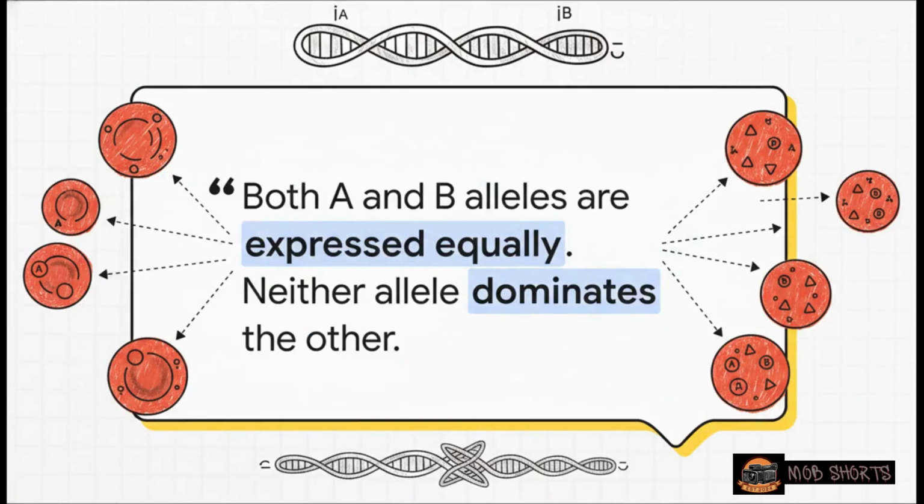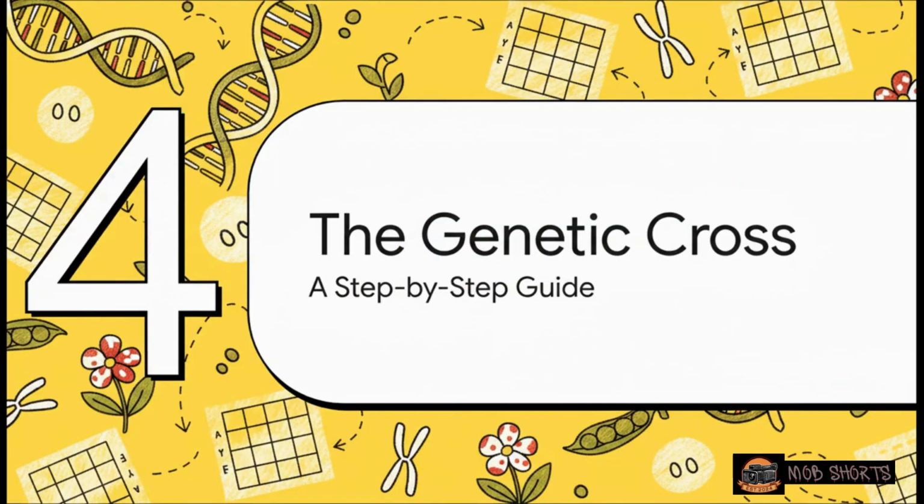And this right here, this is the golden ticket answer for your exams. If they ask why AB blood group is an example of codominance, this is what you write. It's because the allele for A produces A antigens, and the allele for B produces B antigens. In a person with AB blood, their red blood cells have both A and B antigens on the surface. Neither one dominates the other. They're both just there.